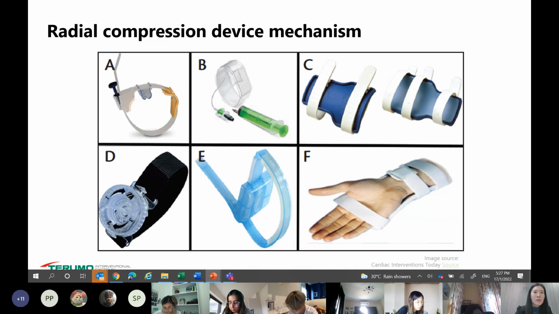Okay, so for radial compression devices, there are actually different kinds of mechanisms. There's one that uses a dowel, one that uses air pressure. So there are actually also different kinds. I won't be able to elaborate too much on this. Just know that these are all the radial compression devices that can be used to close the puncture site for radial access.